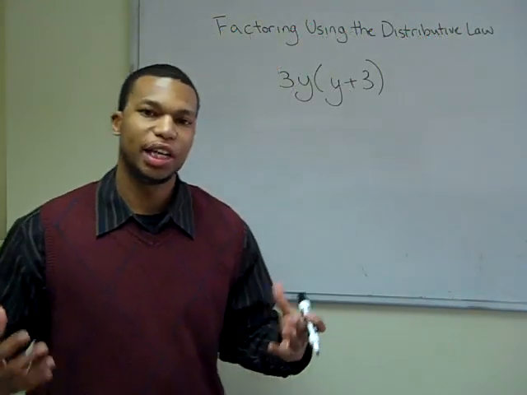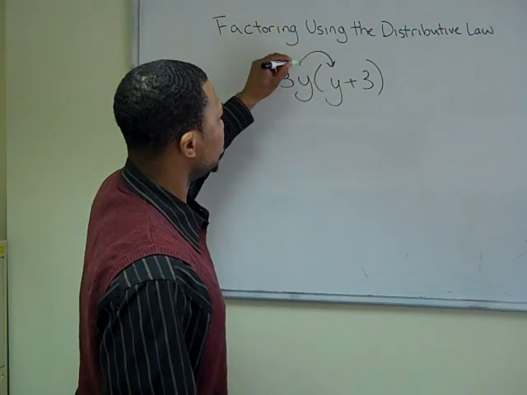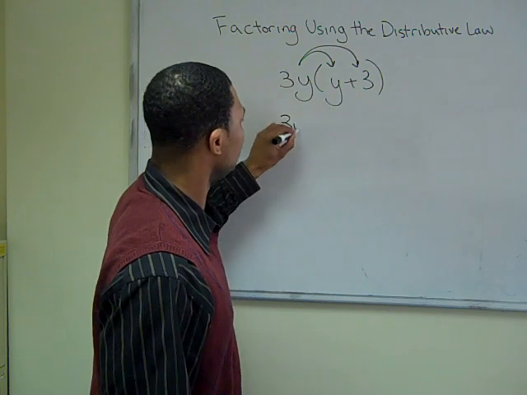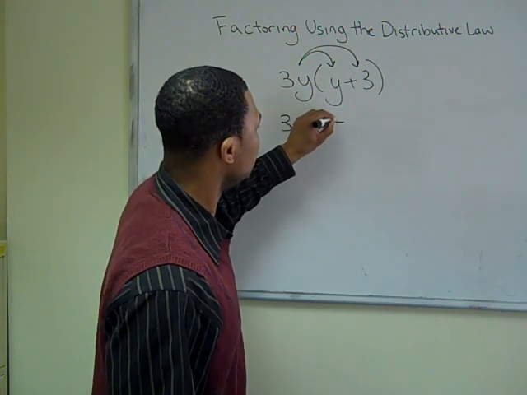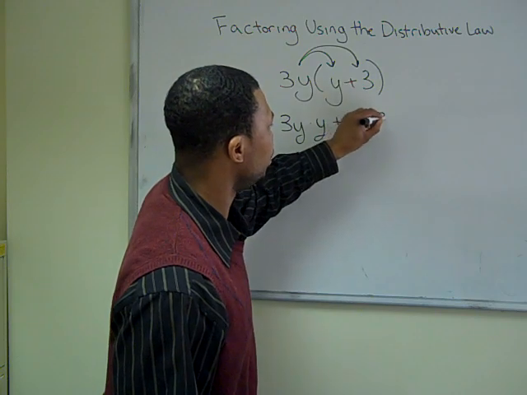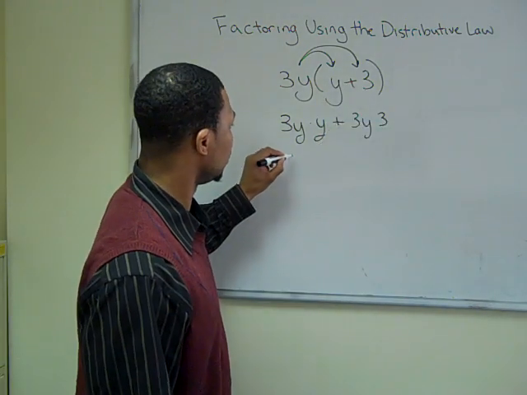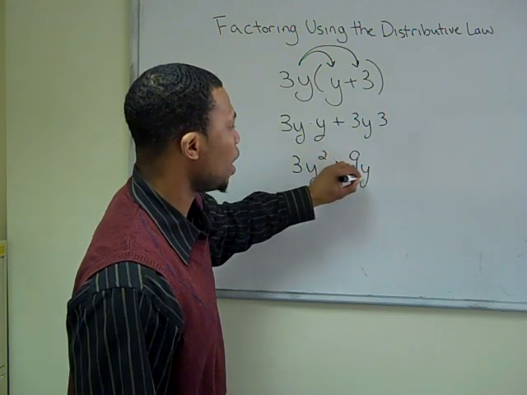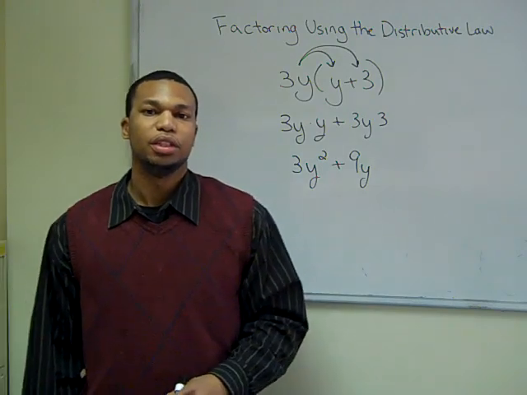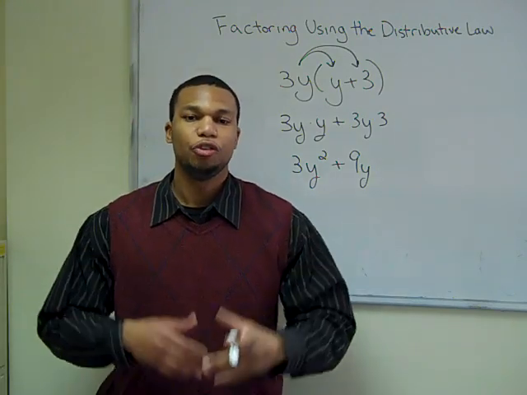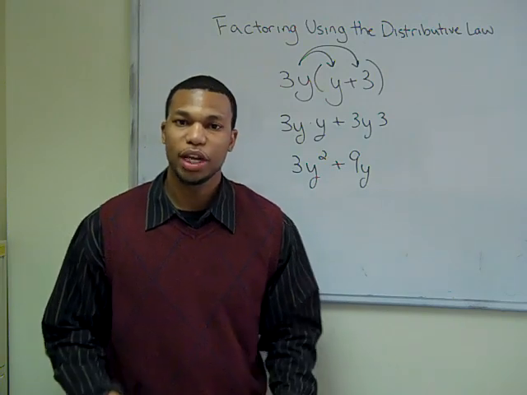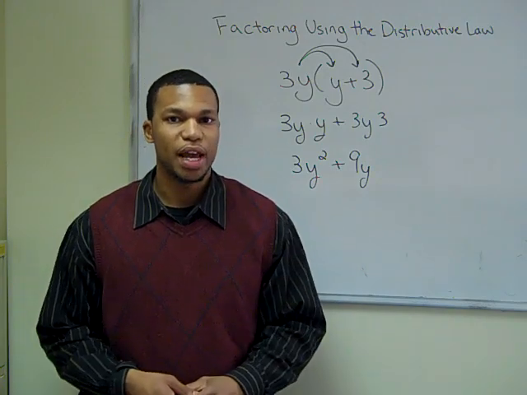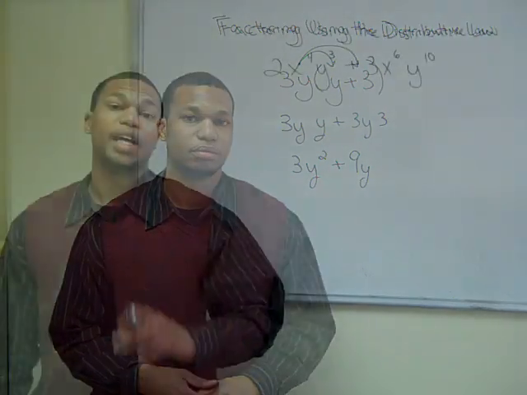If we go back and check this answer, we can go 3x times y and 3x times 3, and we will end up getting 3xy plus 9x, which is back to our original answer. So every time you factor, if you re-multiply it back out, you should always end up with the answer that you started with. That's a way of letting you know that you got the right answer or the right form of factoring. Let's look at another example.